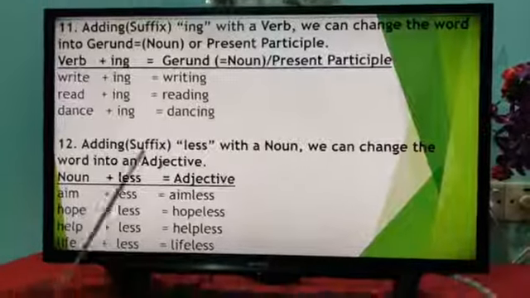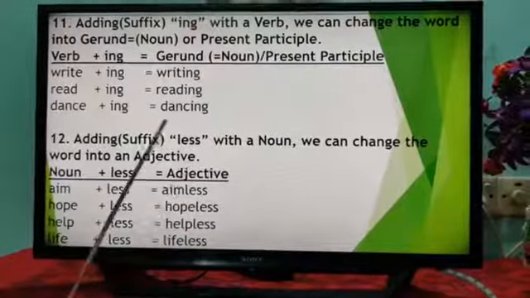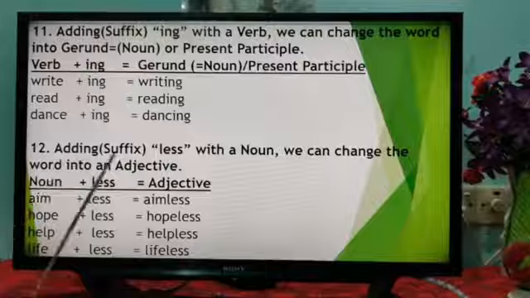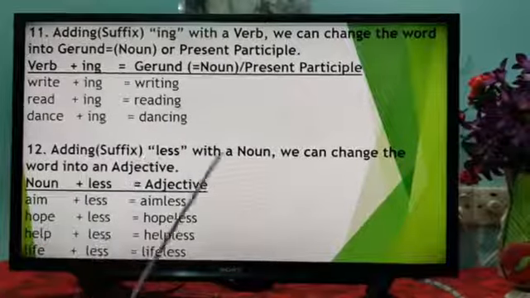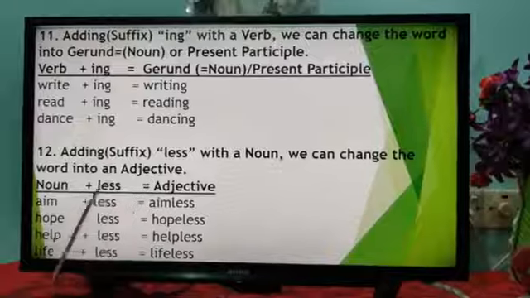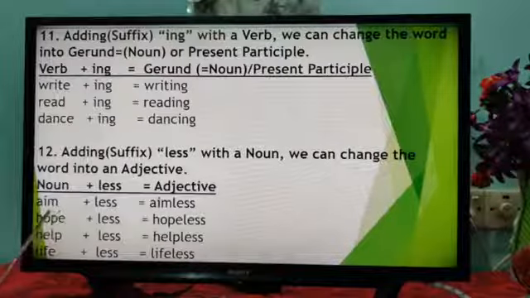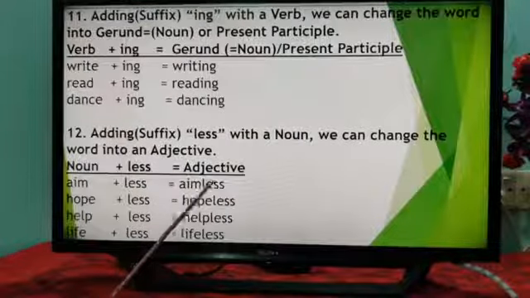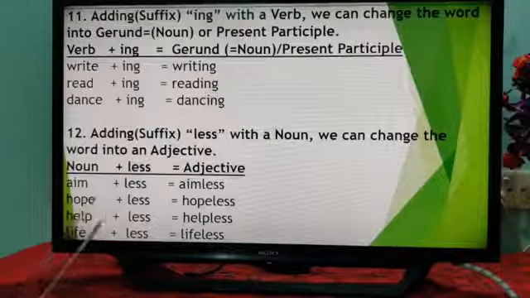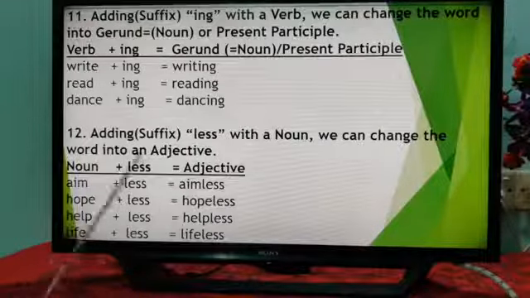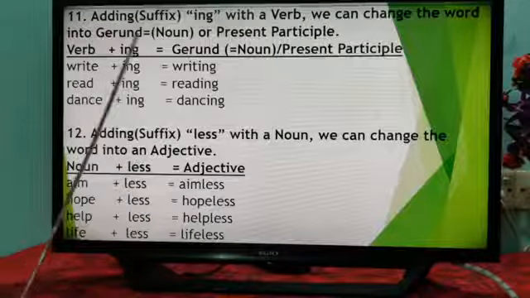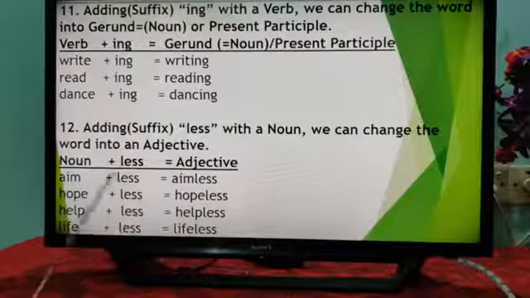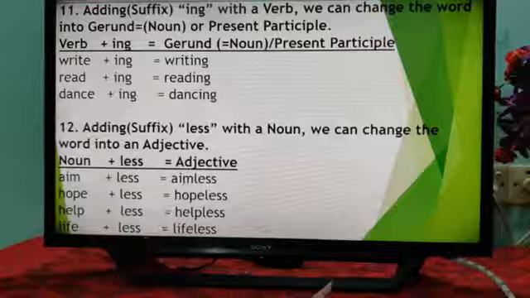Now adding suffix less with a noun, we can change the word into an adjective. Aim, you know, a very familiar word, aim, and less is added to aim. The new word is aimless, an adjective. Hope, hopeless. Help, helpless. Life, lifeless. Less is a suffix and these are nouns, and adding suffix less with a noun, we can make it an adjective.